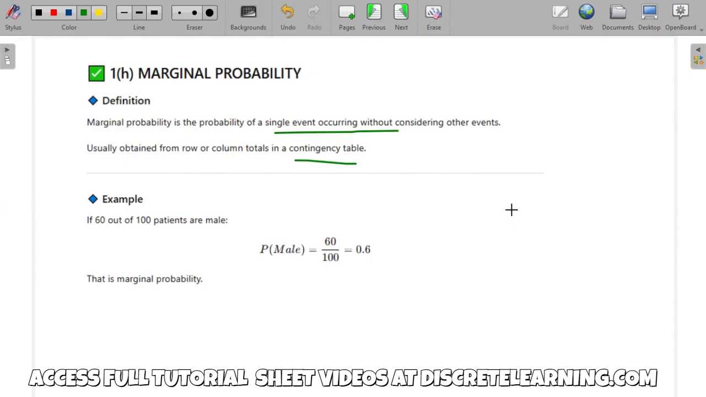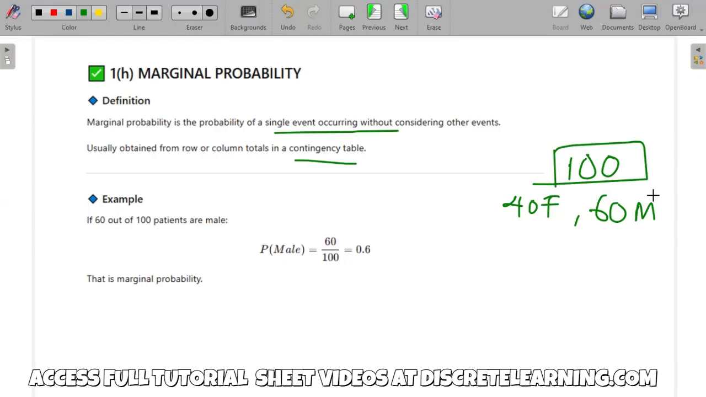I have 40 females, and then I have 60 males. And I just want to find the probability of males in this population. Here it means I have 100 people in total, because there are 40 females and 60 males. In order to get the probability of the males in this population, I do not have to know how many females there are. I just have to know how many males there are.